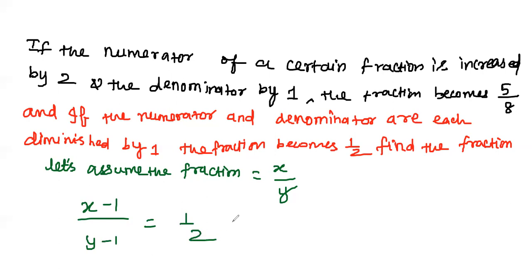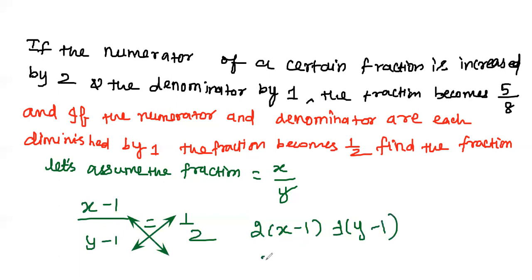Okay. So now again you have to do the cross multiplication. I hope you know how to do it. You have to multiply 2 by x minus 1 and 1 by y minus 1. Just multiply them. You will have 2x minus 2 equal to y minus 1.